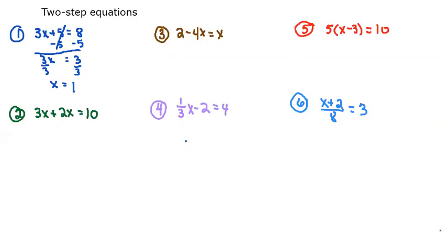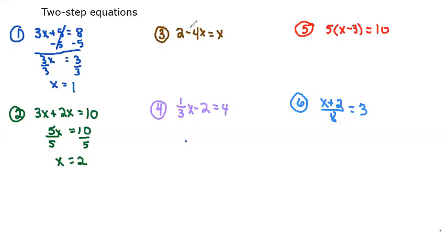So down to number 2 up here, okay? So 2, we've got to combine like terms. So 3x plus 2x is a total of 5x. And then dividing by 5, we simply get x is equal to 2. Okay? For number 3, now this is a little more difficult because I have x's on both sides.